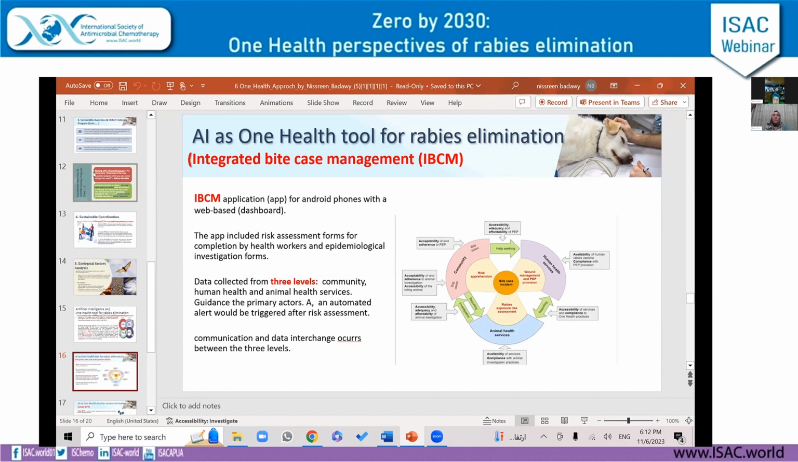Each sector is supplied with software to report any bite cases from animals, whether rabid or not rabid. These are interconnected to each other, supplied with certain resources, and given certain activities. These three levels, community, animal, and human, are affected by a report and surveillance form to report any bite.